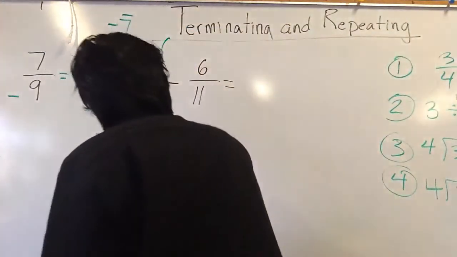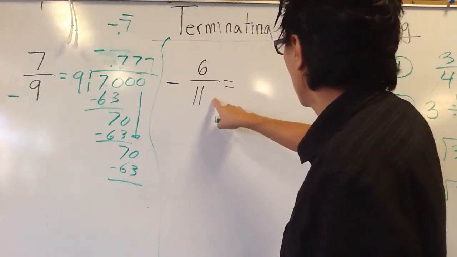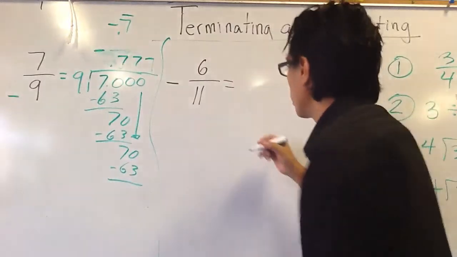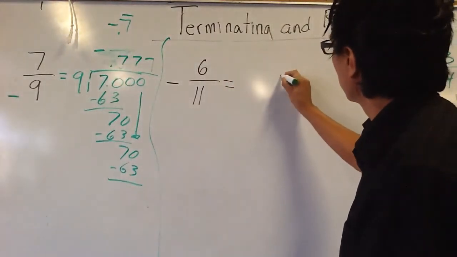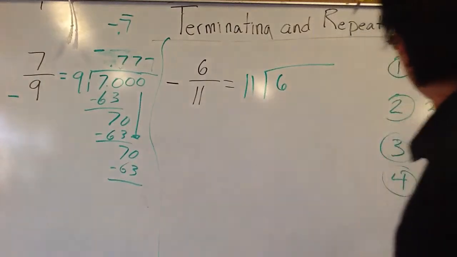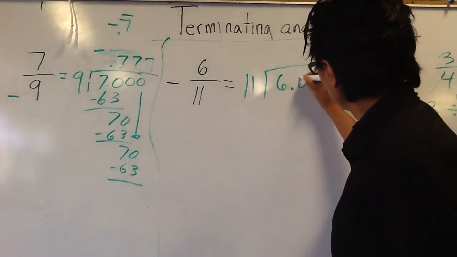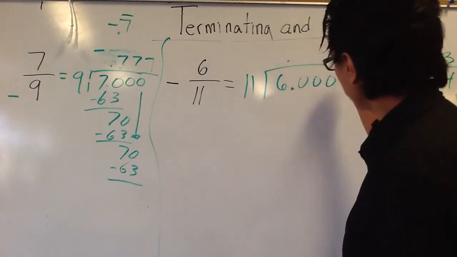Let's look at this one. This one's a little different. This says negative 6/11. Or if I set it up as a decimal, it's 6 divided by 11. I'm just going to follow my steps. I'm going to say it: 6 divided by 11. And then I work it out. So, let's go for it.